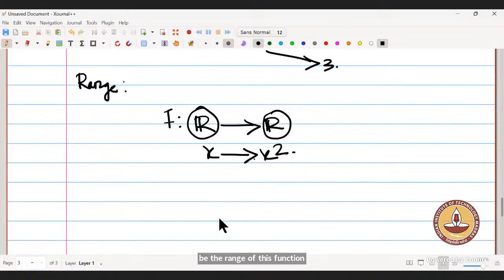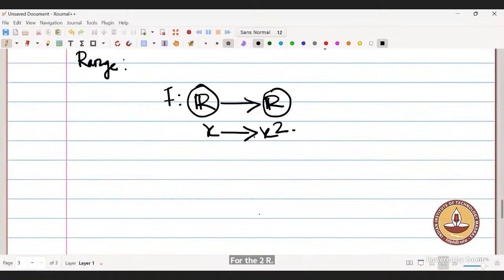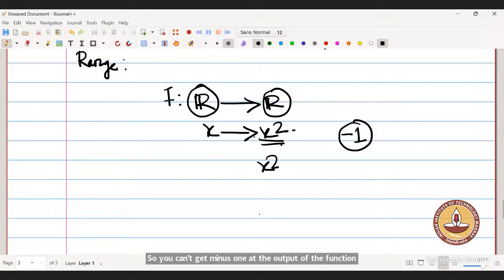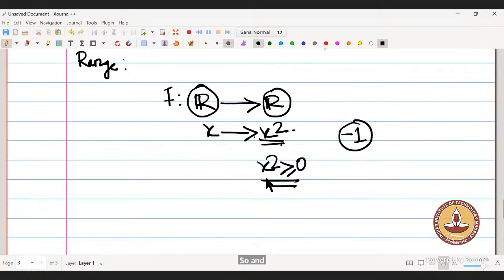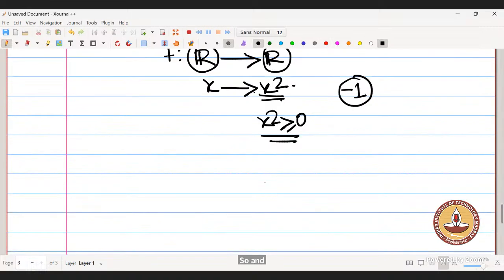Yeah. So as you can see, this -1 cannot be in the range. You can't get -1 as the output of the function, because you have x square, you will always get a positive number, right? So as a result, this function, okay, so let me tell you.